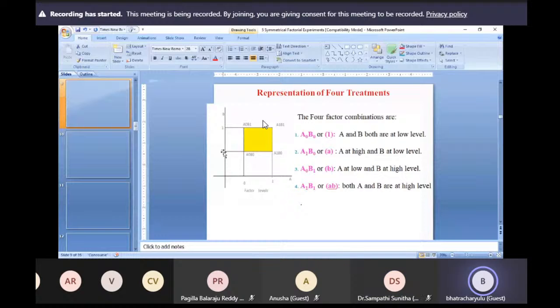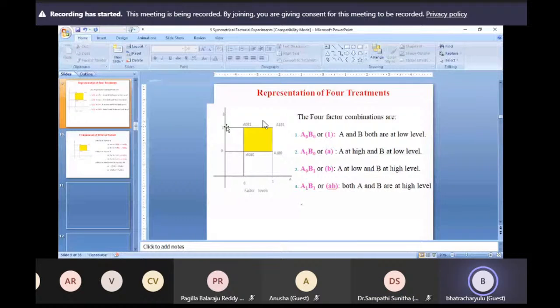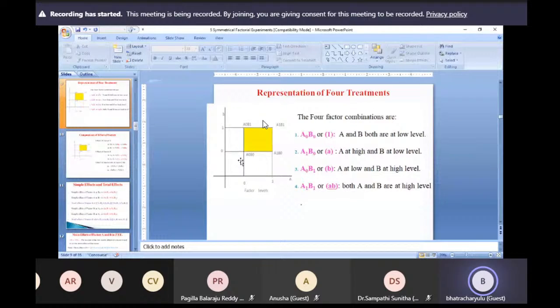Low level 0 and high level 1. Now, whatever the combinations, 0th level of A and 0th level of B, that is called A0, B0. And A at high level and B at low level, this is the point. And similarly, A at low level and B at high level, this is the point A0, B1. And both are at high level, that is A1, B1. So the same thing that I explained.